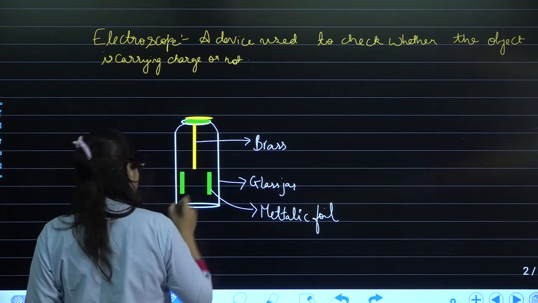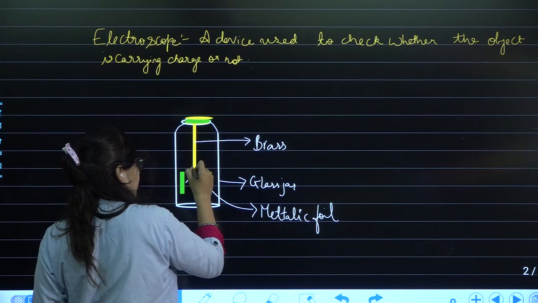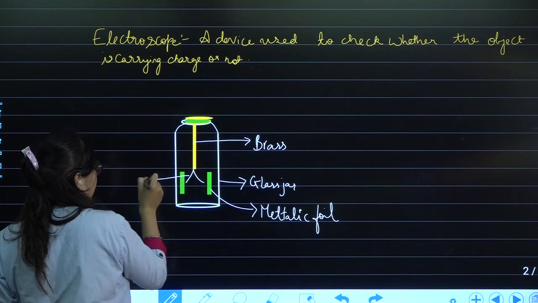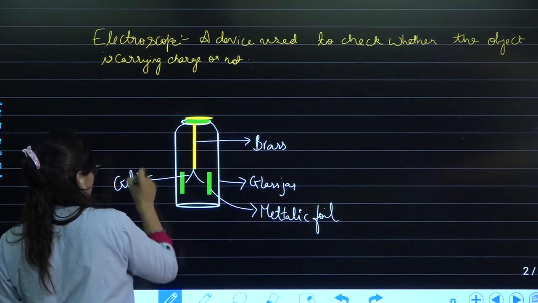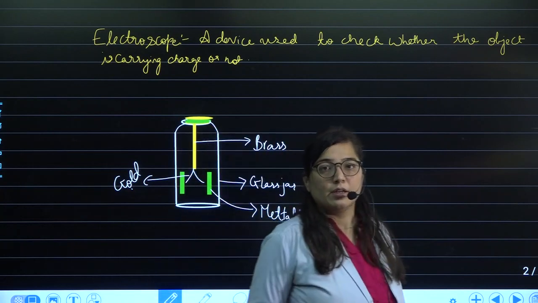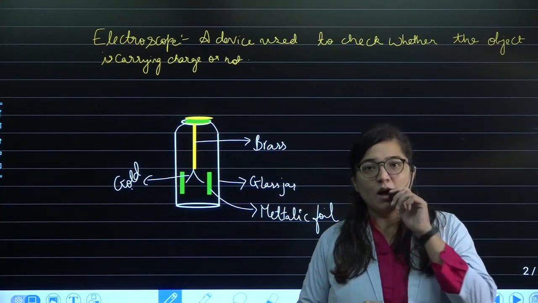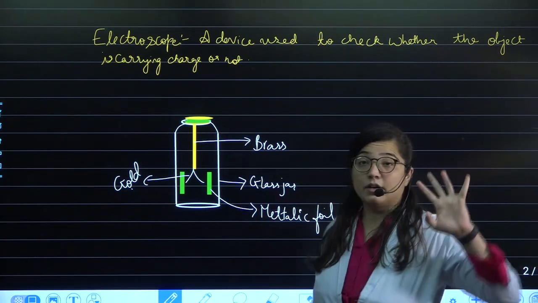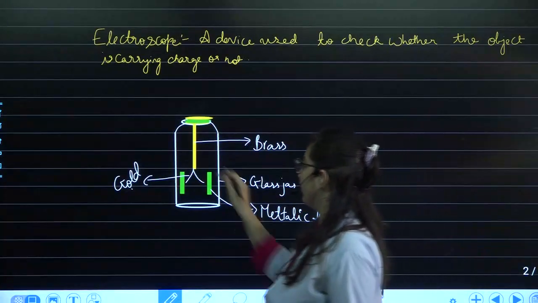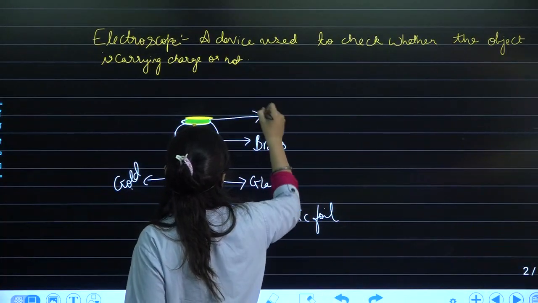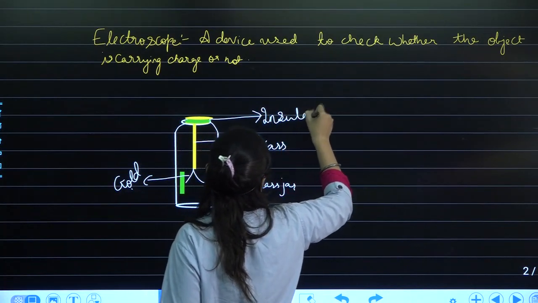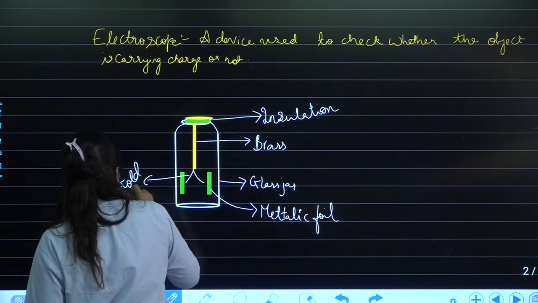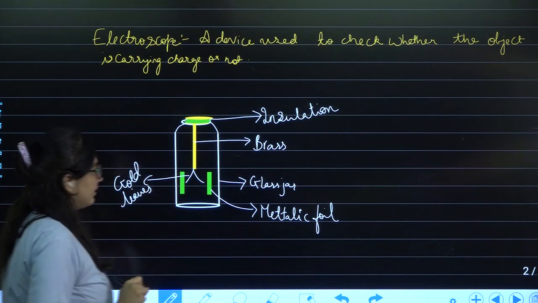two foils are kept. These are the leaves of gold. The arrangement is like this: a glass jar, and its top is insulated. This is the insulation cover, and this is the brass rod. And here are the gold leaves, and this is the metallic foil.